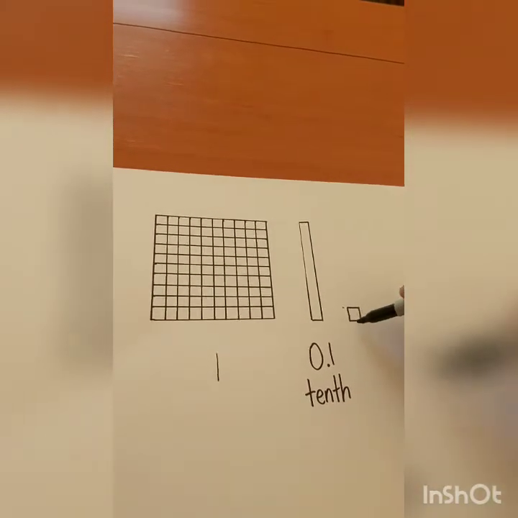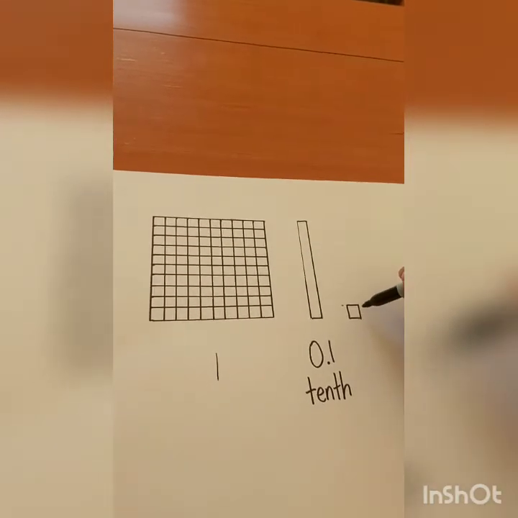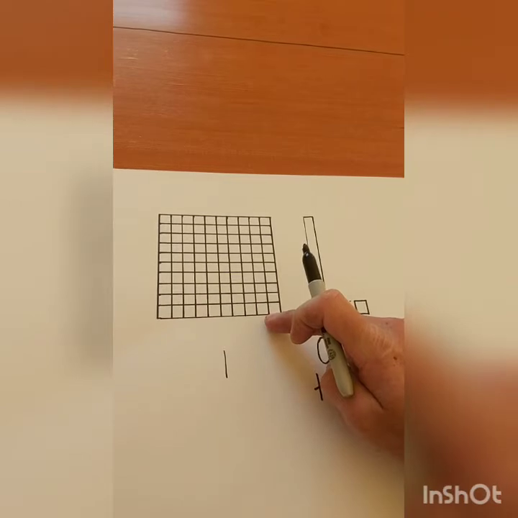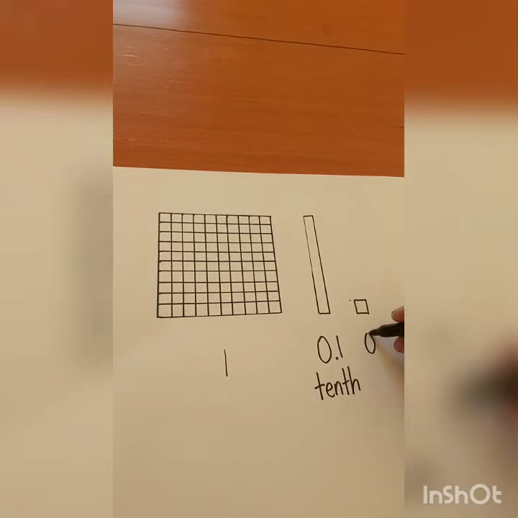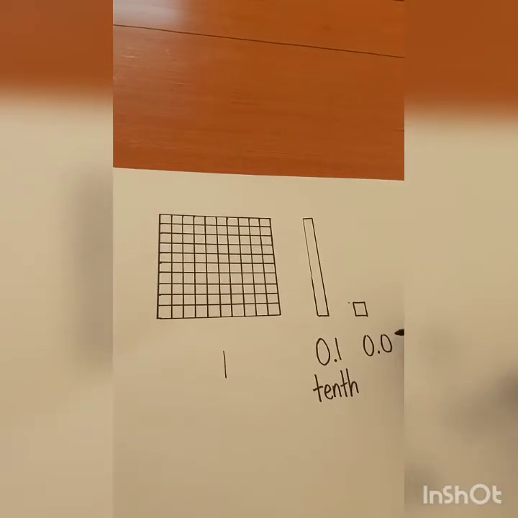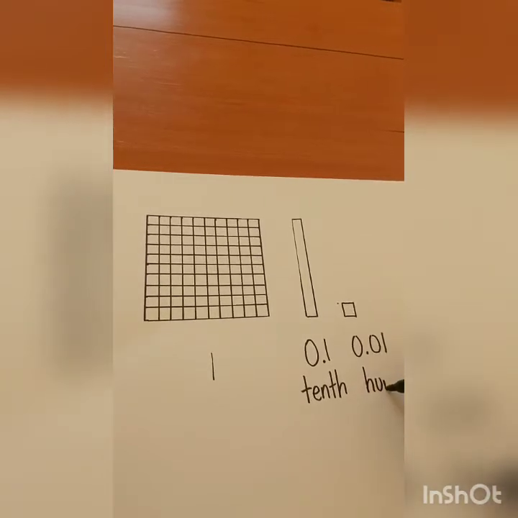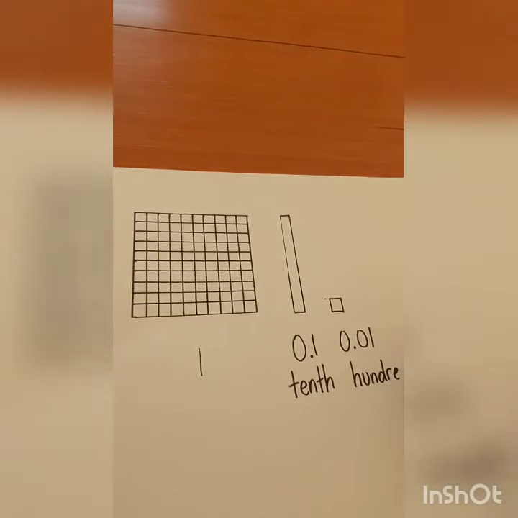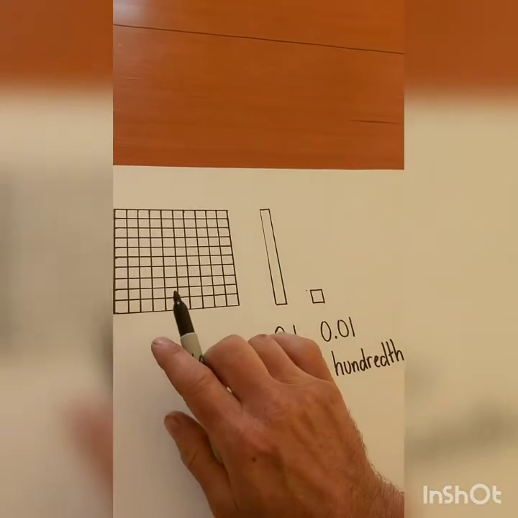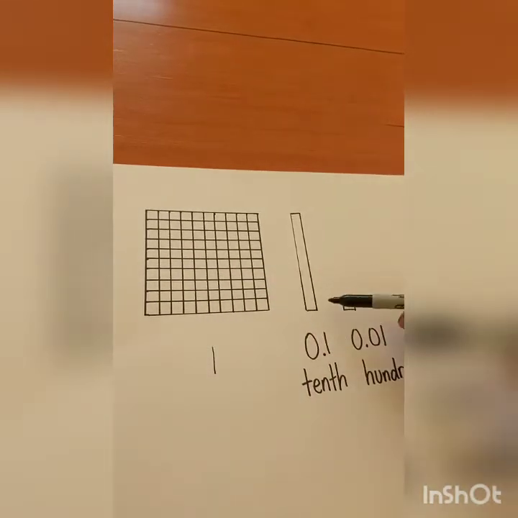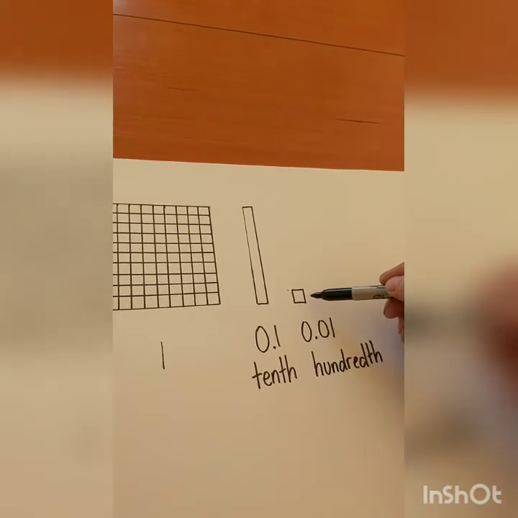Finally, I have these small individual blocks or cubes, and they're about 1 centimeter by 1 centimeter. And you can see there's 100 of these in the plate, and we refer to these as hundredths, represented as 0.01, and it's written as hundredths with the emphasis on the TH at the end. So here we have a plate of 1, a rod of tenth, and a small cube as a hundredth.